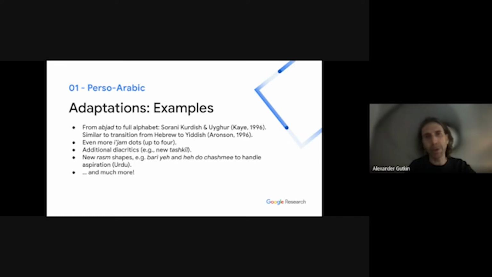Another adaptation is the introduction of even more patterns of dots, additional diacritics, and new rasm shapes. One of the examples is Urdu, where a new shape, two-eyed hey, was introduced to handle aspiration.